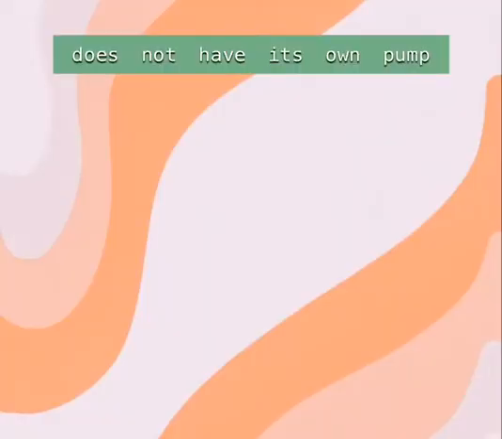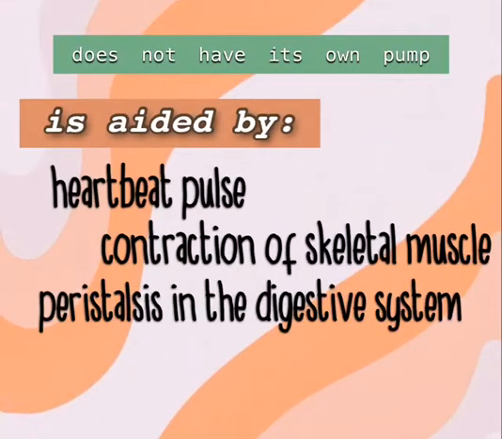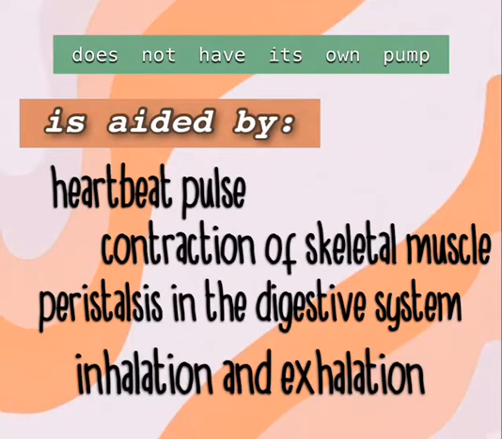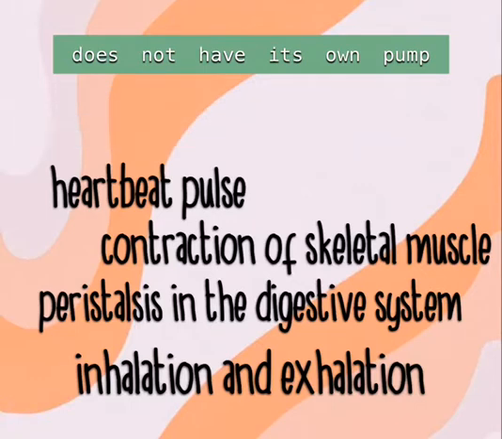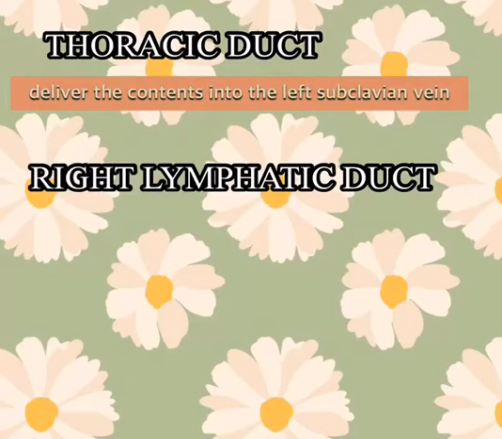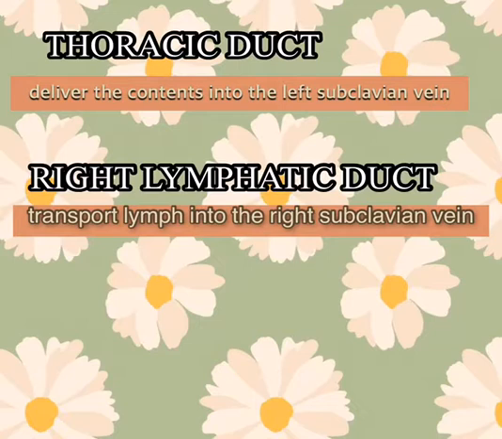So basically we know that the lymph system doesn't have its own pump, so it is aided by heartbeat pulse, contraction of skeletal muscles, peristalsis in the digestive tract, and the changes in pressure during inhalation and exhalation of breath. The thoracic duct will deliver its contents into the left subclavian vein, while the right lymphatic duct will transport lymph into the right subclavian vein.